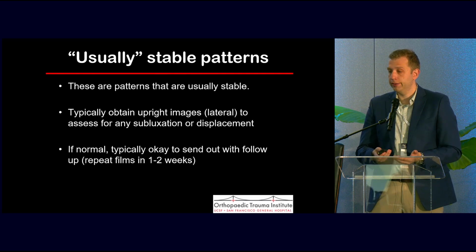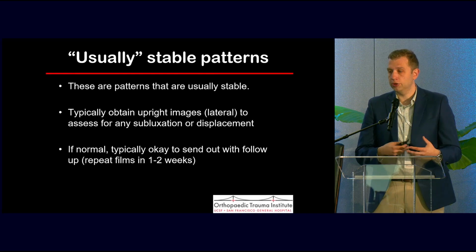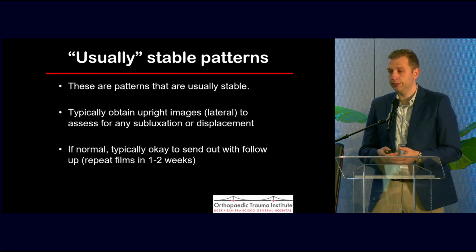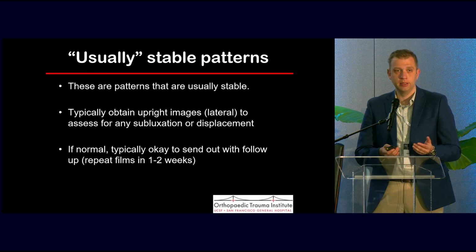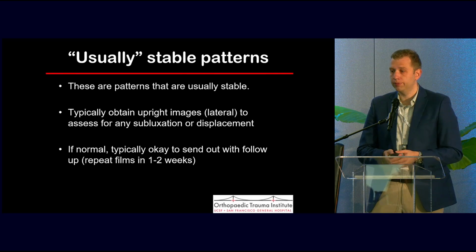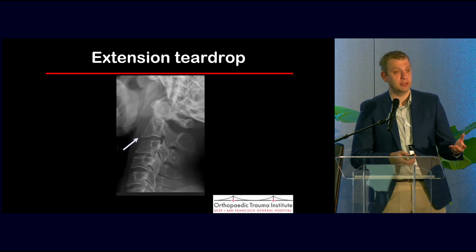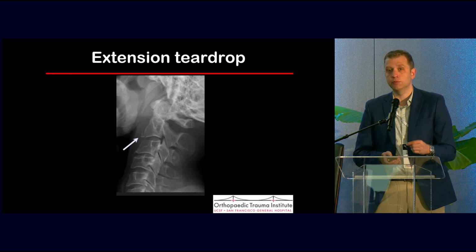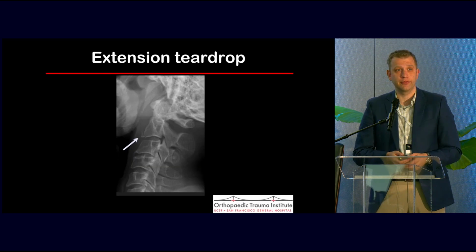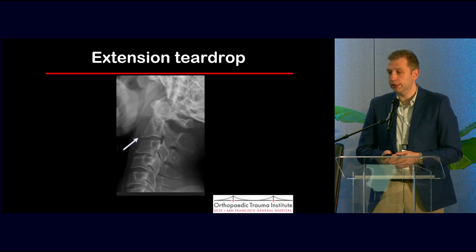You usually get upright images to assess for any subluxation or displacement, and if normal, it's typically okay to follow up with them in a couple of weeks with repeat imaging. That includes your extension teardrop, not to be confused with the flexion teardrop. This is more of an avulsion type injury of the anterior-inferior aspect of the vertebral body, and these are stable injuries.